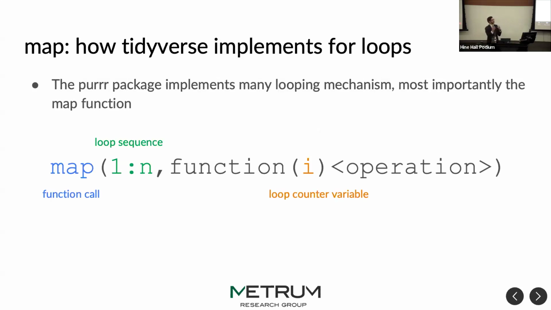It's called the map function. So this is another tidyverse function. It comes from the purrr package. And this is the tidyverse's way of implementing for loops. And this is how I would recommend you think about applying loops in your code. So I have the same coloring here to just show you. We have a function call. It's now called map. The loop sequence is the first argument here. So we still want to go from 1 to n. And then the second argument is the function. And we're going to still use that loop counter variable I and do some operation within there. So it's doing the same thing. Syntax is a little different. But it's going to run quicker than a for loop. And so it's a good pattern to wrap your head around.